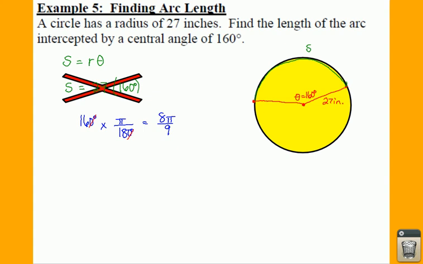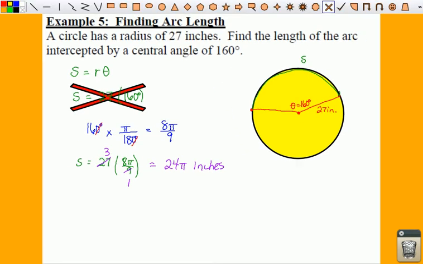So what you're going to do to find your arc length now: S equals 27 times 8 pi over 9. And then you just cancel out your 27 and your 9. That becomes a 1. This becomes a 3. You get 3 times 8 pi, which is just 24 pi inches. And that, my friends, is how you find your arc length. Cakewalk.